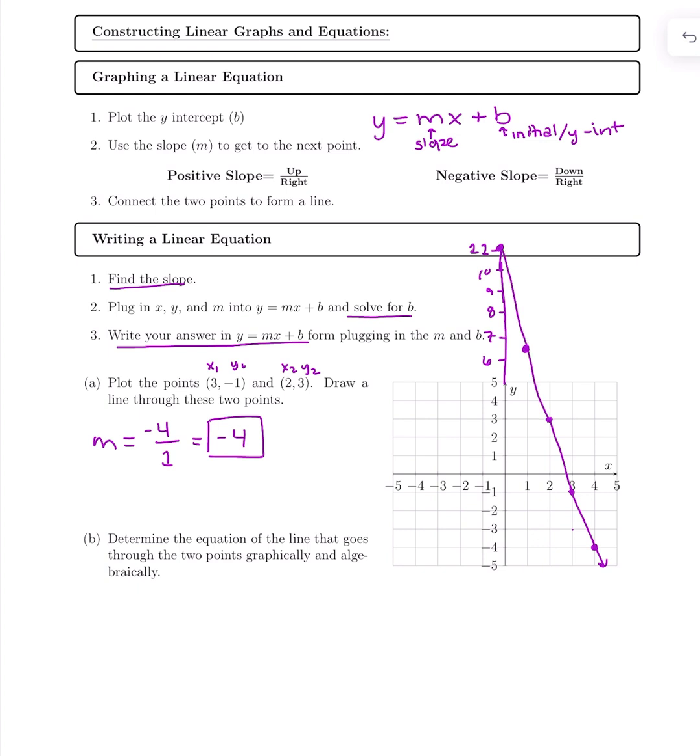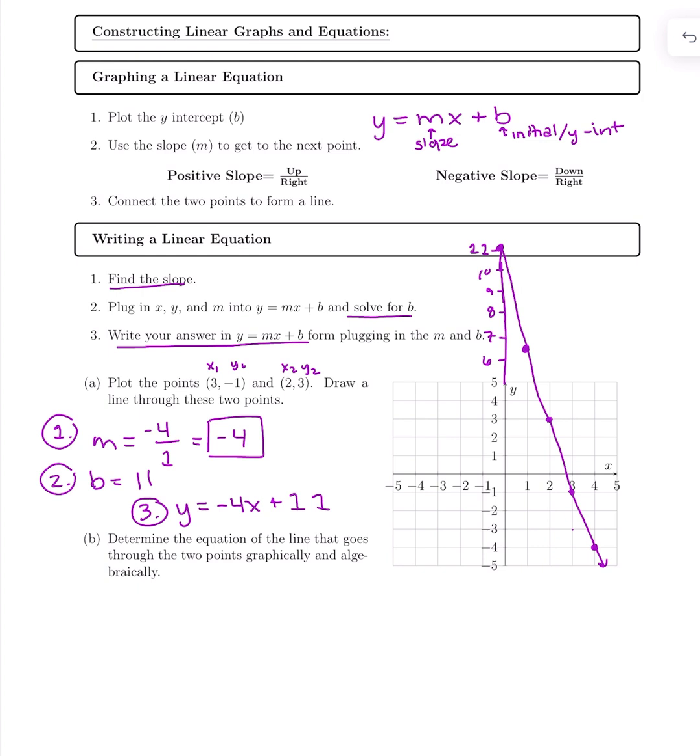So I found my m by connecting the points, and then I figured out what b was by figuring out where the y-intercept was, what the y value was when x was 0, and it was 11. So my last step would be to write y equals mx plus b. y equals -4x plus 11. That's how we would do it graphically, finding a linear equation.